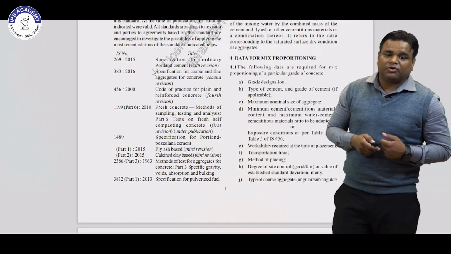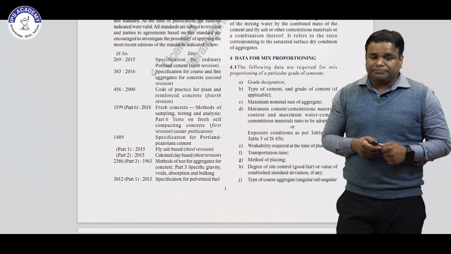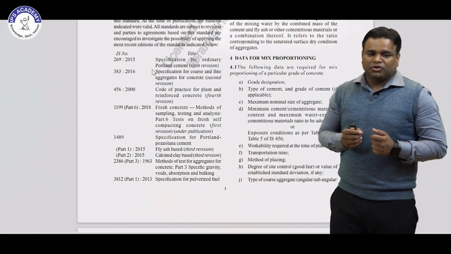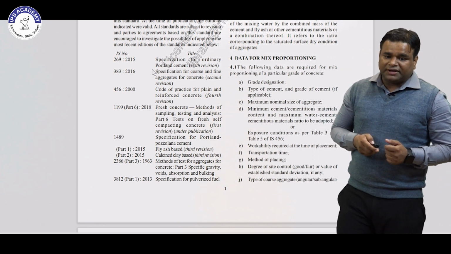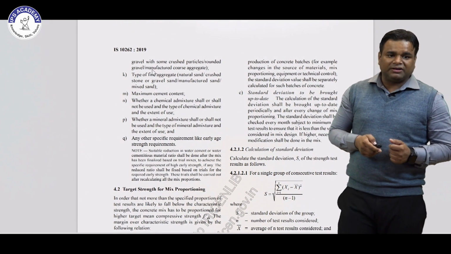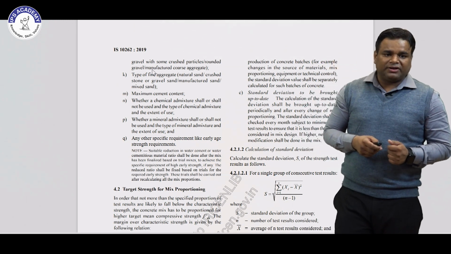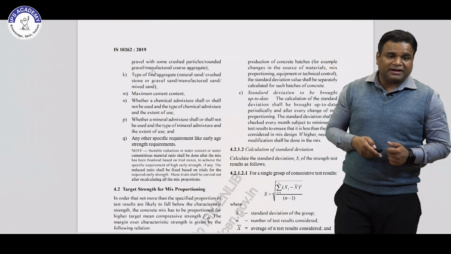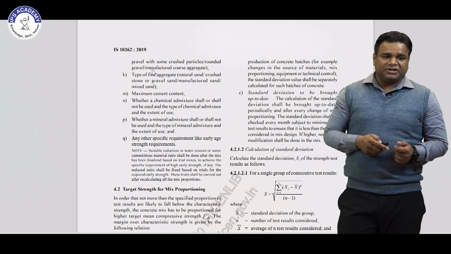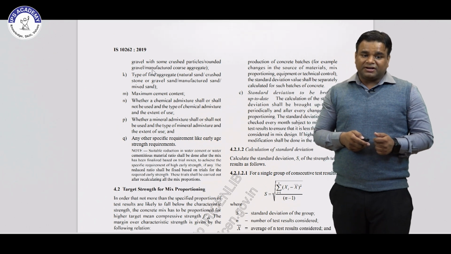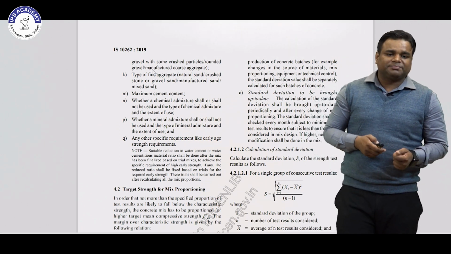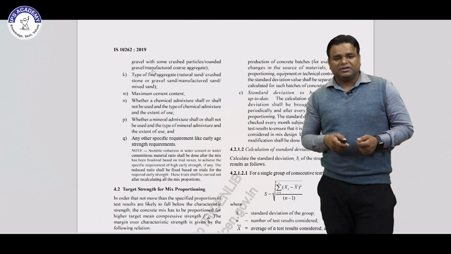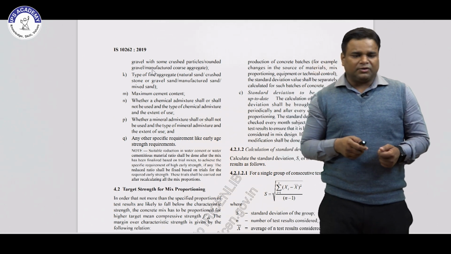Then workability required at the time of placement, transportation time, method of placing, then degree of site control, which degree we are using, good or fair, then type of coarse aggregate: angular, subangular, gravel with some crushed particles, rounded gravel, manufactured coarse aggregates, then type of fine aggregate, then maximum cement content, whether a chemical admixture shall be used or not in the concrete, whether a mineral admixture shall be used or not in the concrete, and any other specific requirement like early age strength requirement. So these are some data which we use at the early starting of the concrete design.